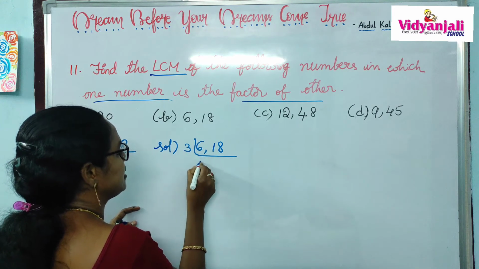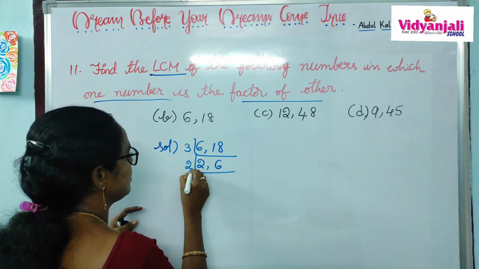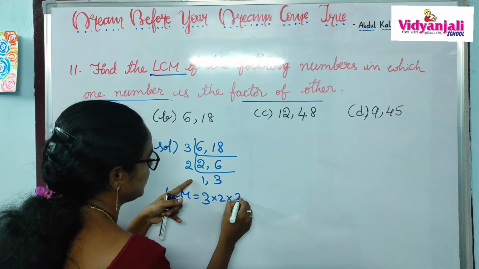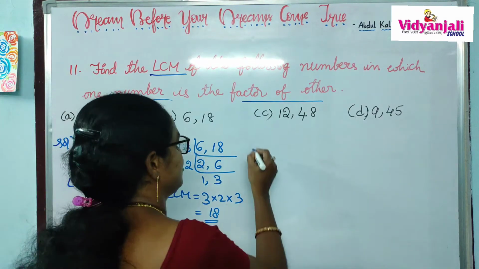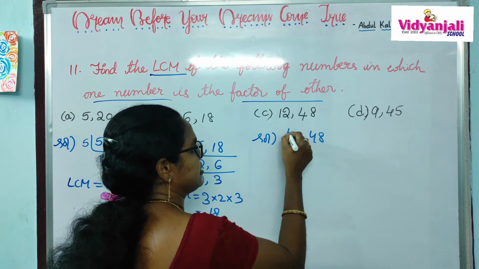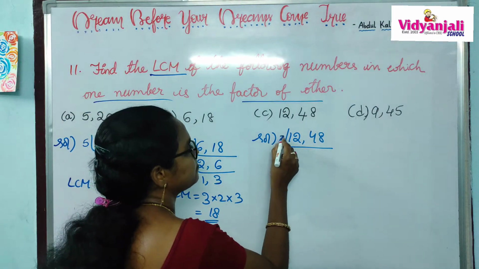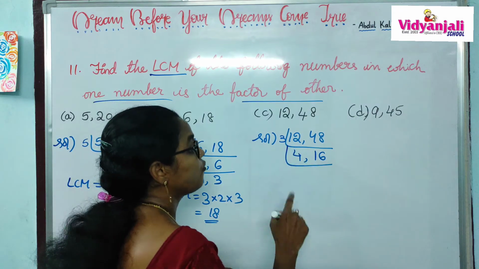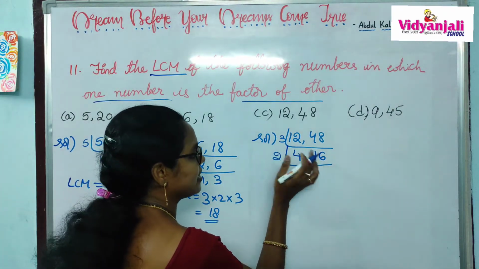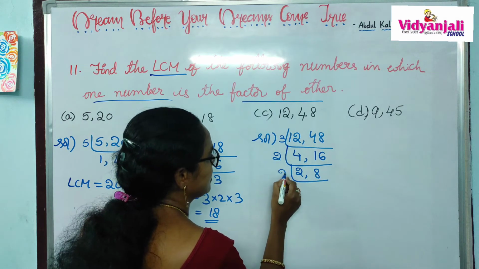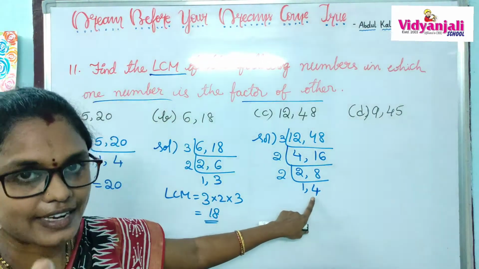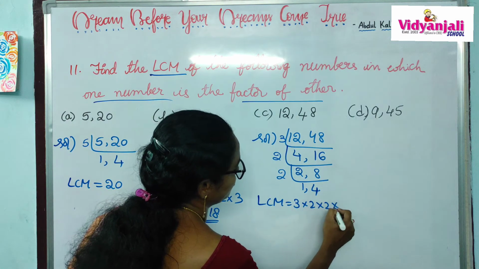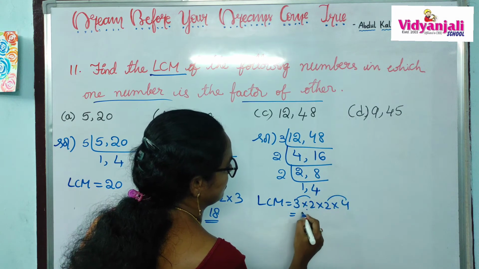Right? And then second bit, 6 and 18. Both are divisible by 3. 2 times, 6 times. Again, in 2 table, 1 time and 3 times. So, the LCM is 3 into 2 into 3, that is 18. Third question, 12 and 48, both are divisible by 3. 3 fours and 3 sixteens. And then 4 and 16 are divisible by 2 as these are even numbers. 2 twos, 2 eights. And then again both divisible by 2. So, no common factor for 1 and 4, we can stop. So, what is the LCM? 3 into 2 into 2 into 4. That is 6 8s are 48.